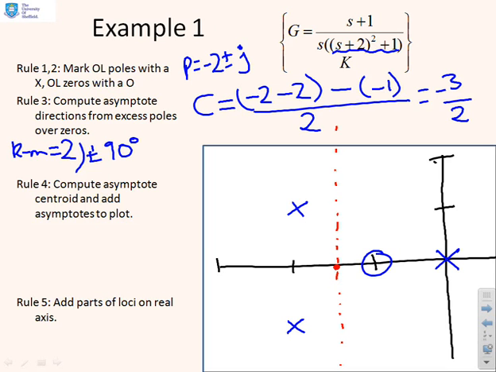Now I can add the bits of the real axis which are on the loci by counting odd numbers to the right. So in here I've got an odd number to the right and nowhere else. And finally I can maybe use a darker colour to see exactly what happens. So this pole clearly goes to this zero, and these 2 poles will move off and go towards the asymptotes.